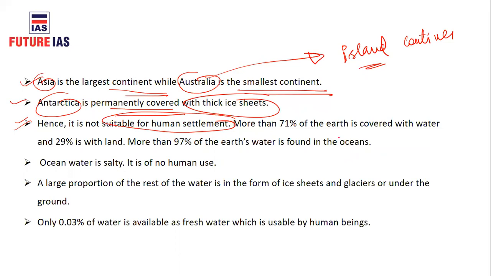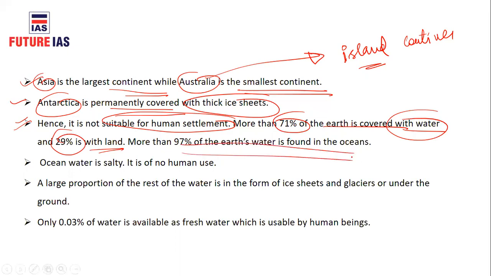More than 71% of the earth is covered with water, and 29% is land. So that means about two-thirds of the earth is covered by water. And of that water, 97% lies in the oceans. That means only 3% is fresh water, found in aquifers and glaciers. The oceanic water is saline, which is not potable or drinkable.